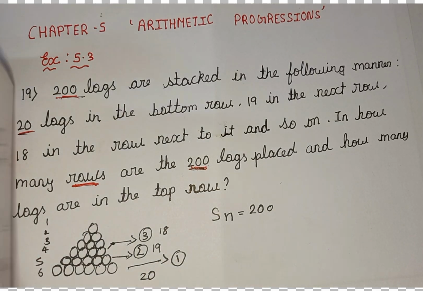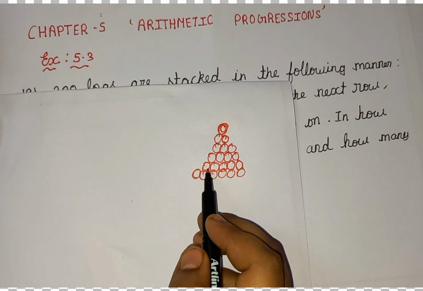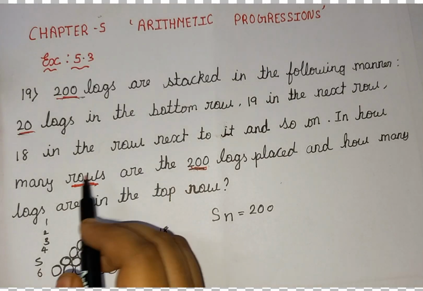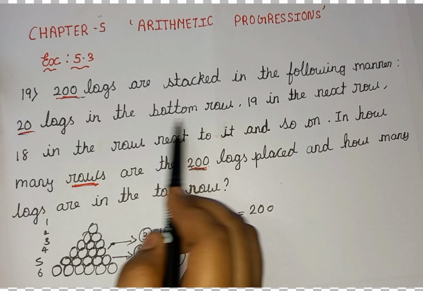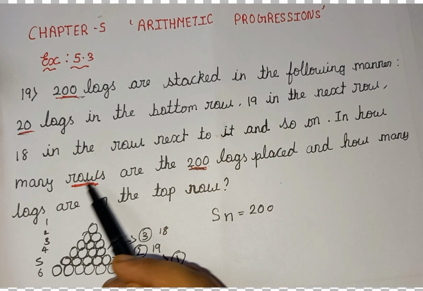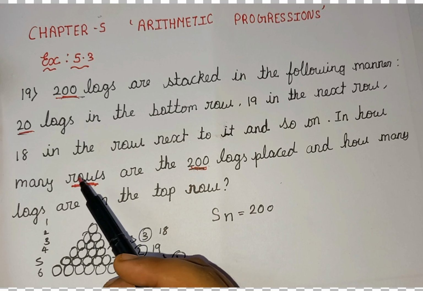So here, since you know the rows are like this, isn't it? The bottom row, and next to that we have a row, like that we have rows, right? They didn't mention how many rows there are in the question. The only thing they mentioned is the bottom row and the next row, like that. But did they mention the number of rows? No, they didn't.